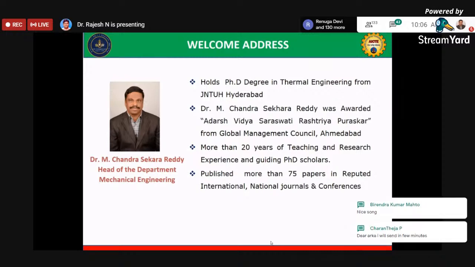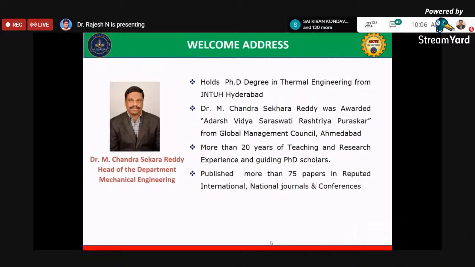Dr. M. Chandrasekhar Reddy sir holds a PhD degree in thermal engineering from JNTU Hyderabad. He was awarded Adarsh Vidya Saraswati Rashtriya Puruskar from Global Management Council, Ahmedabad. He has more than 20 years of teaching and research experience and is guiding many PhD scholars. He has published more than 75 papers in reputed international and national journals and conferences.